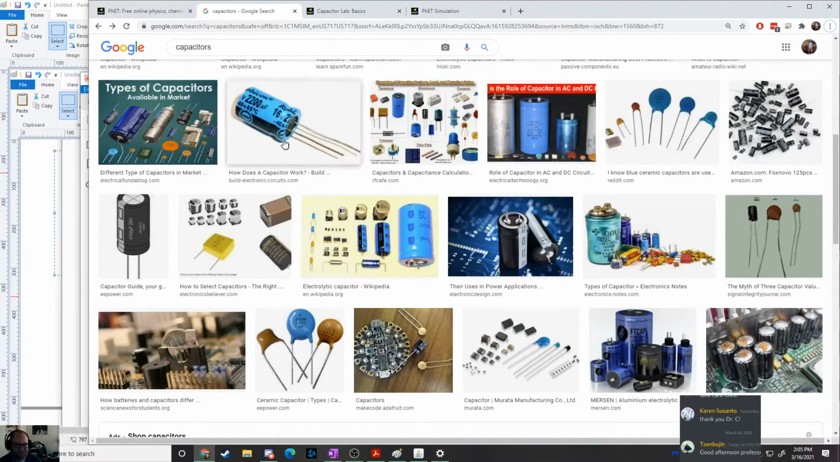Have you guys seen... Has anyone seen these before? This is a really good example of one. You've never seen these before if you open up something?